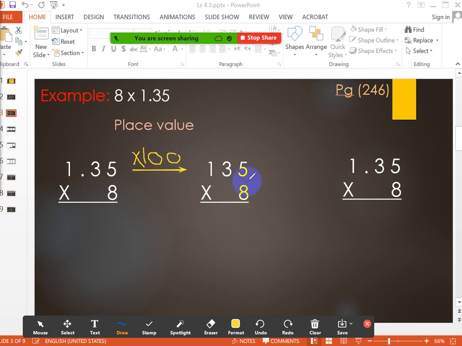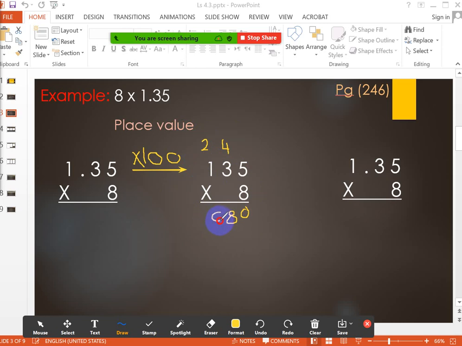Now I will multiply as we learned. How will we multiply? By using regrouping. 8 multiply 5 equals 40. So I will put 0 here and 4 above the tens. 8 multiply 3 equals what? Equals 24. Plus 4 equals 28. So I have to put 8 here and 2 above the hundreds. 8 multiply 1 equals 8 plus 2 equals 10.